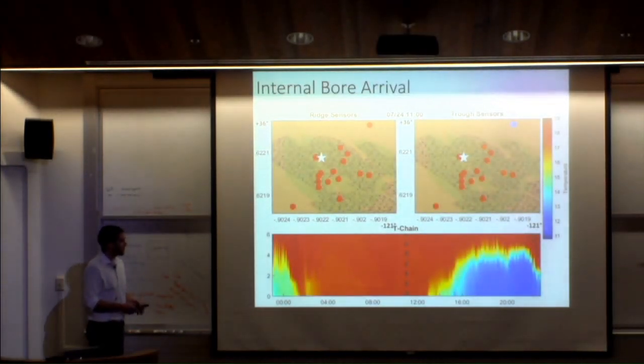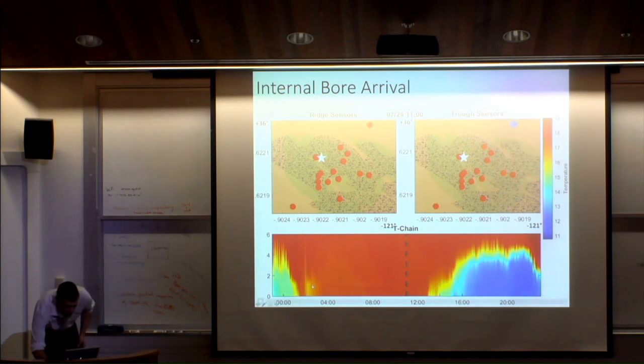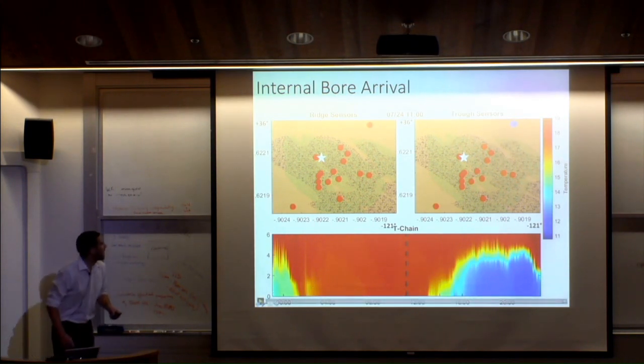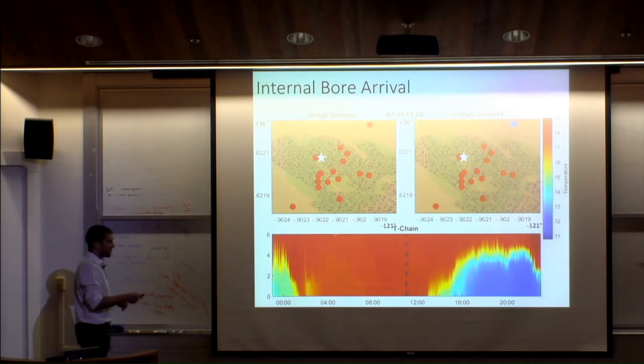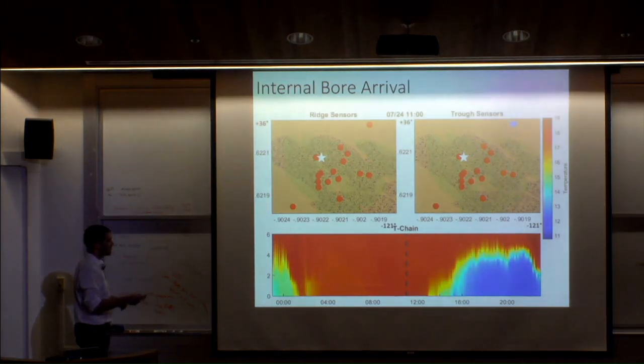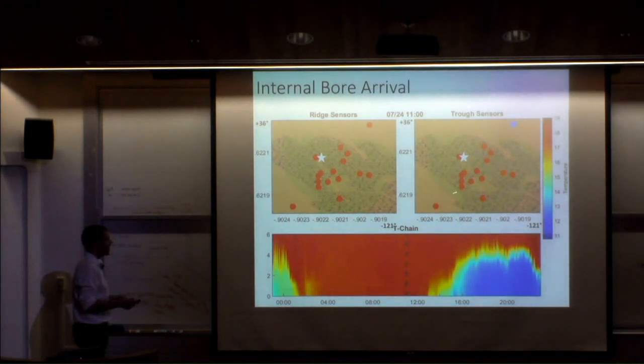And so to just orient you to some of the things we see, the play button's really small on the screen, but we're going to be looking at this plot. In this case, we have the site map of all the ridge sensors on the left and then the trough sensors on the right. And here's our thermistor chain, where the color maps between these match.